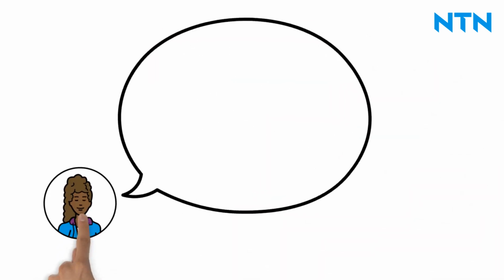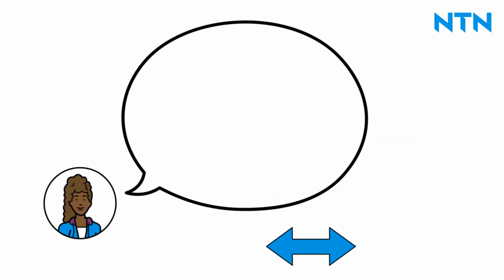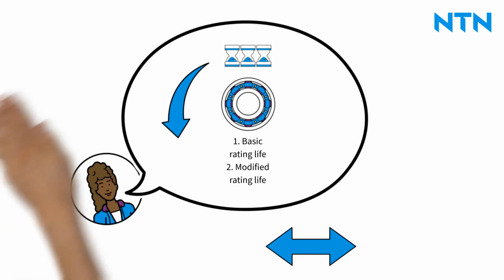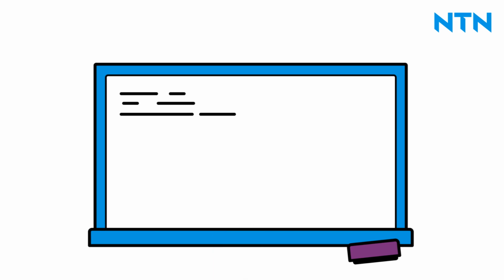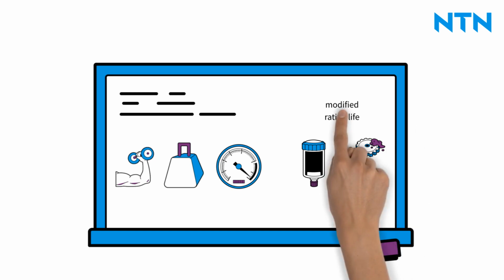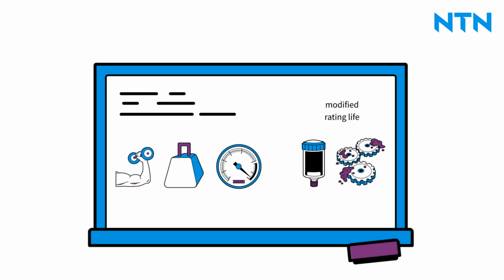Nina explains there are two different ways to calculate the service life of a bearing. One is the basic rating life, but there is also the extended modified rating life calculation. The calculation of the nominal service life takes into account the load rating, load, and speed in the application. However, no influencing factors such as lubrication and cleanliness are included. The extended modified service life, on the other hand, considers these additional factors.